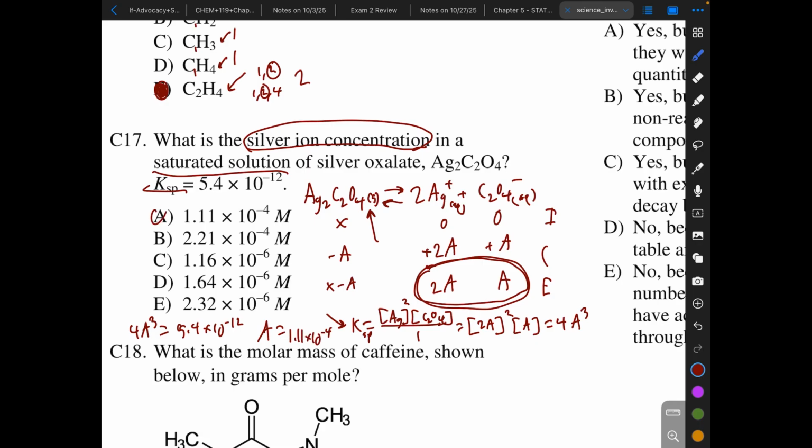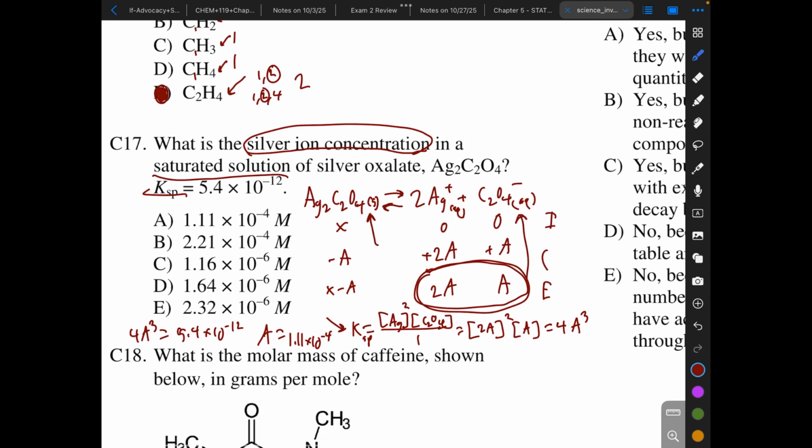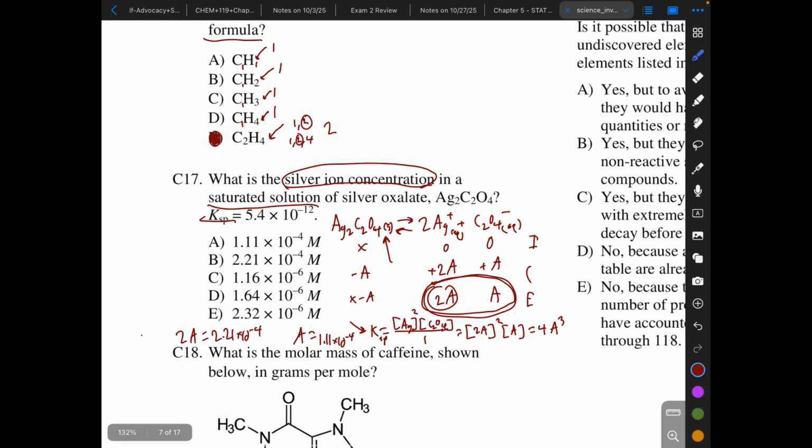Now, you might immediately circle that and call it done, but be very careful. A is the equilibrium concentration of oxalate. 2A is the equilibrium concentration of silver. So we have to multiply A by 2. We want 2A because that's the silver concentration. 2A is 2.21 times 10 to the negative 4. This right here is the silver concentration. So the answer to number 17 would be B.